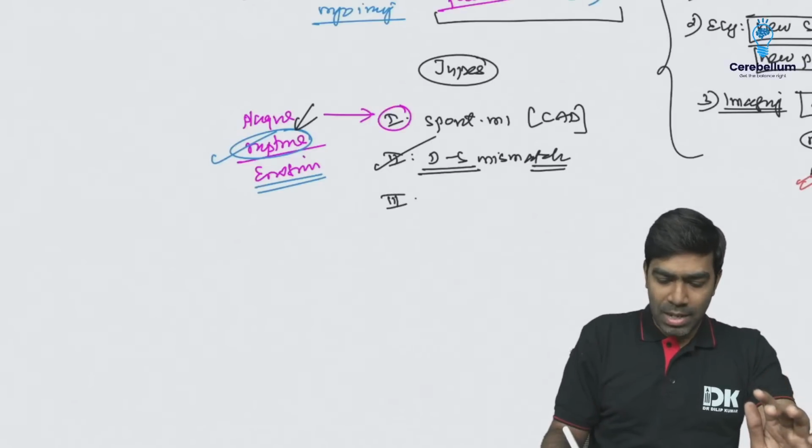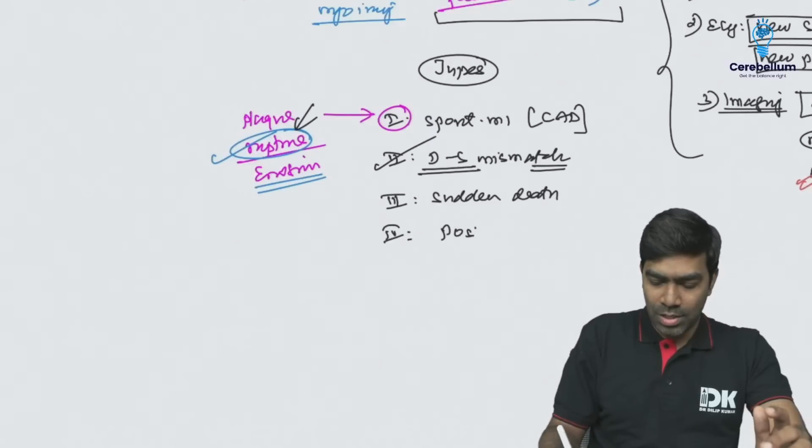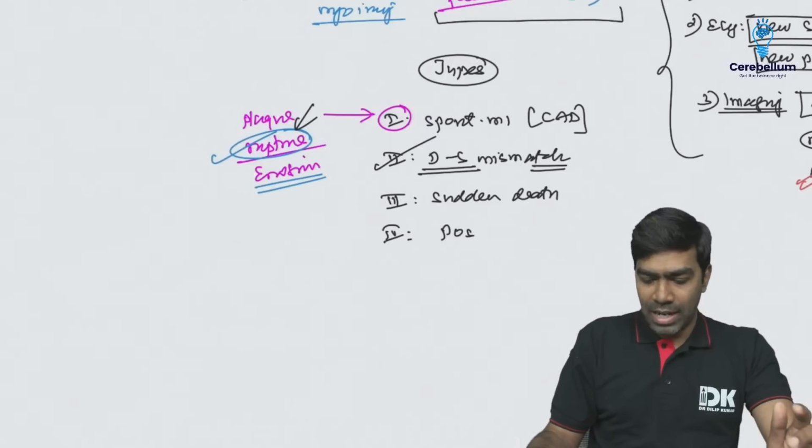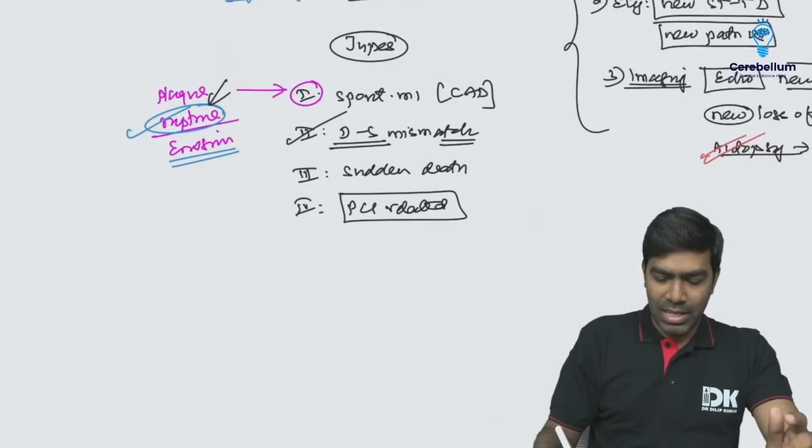So what about type 3 MI? Type 3 MI is the one that kills the patient. So MI causing sudden death comes under type 3 MI. What is type 4 MI? It is post PCI or peri-PCI related MI. So I can simply write it as PCI related MI. After doing a PCI, if you get an MI, that is PCI related MI. In that you have two types, called 4A and 4B.